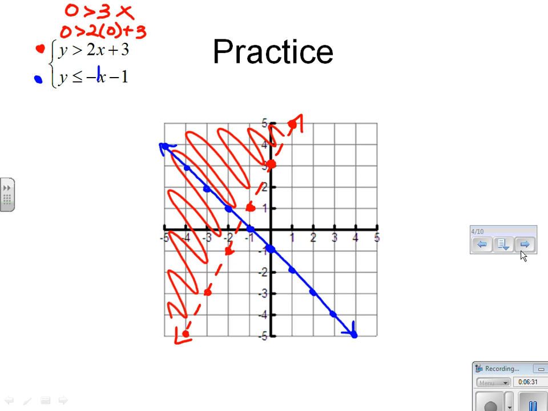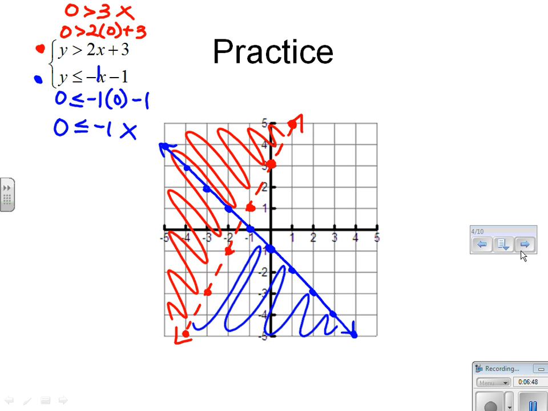Or I could test 0, 0 again. If I put in 0 and 0, I would get 0 is less than or equal to -1. That is not true. So 0, 0 is not a solution, which means I want to shade this side, which is also the side that's below the line.